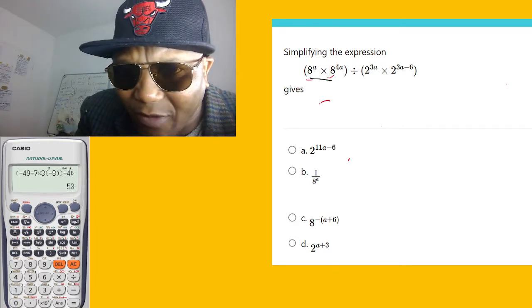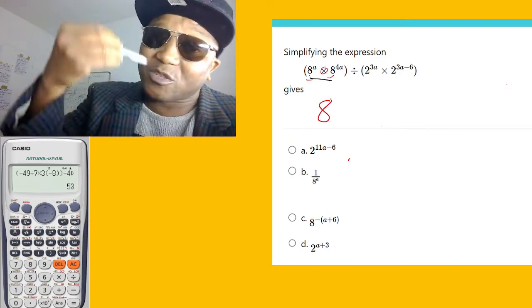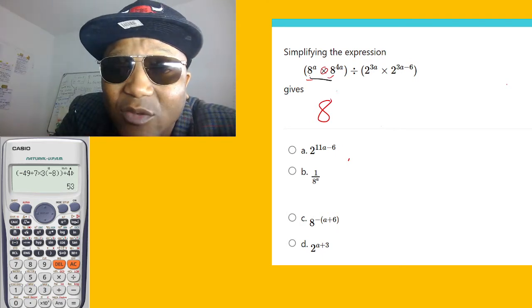So 8 and 8, I'm going to write only one 8, because there's a multiplication, so the rules apply. But if we just have a plus, you don't do that. If there's a plus, you cannot do this. So it's going to be 8, and then I'll say my a. I only write one 8a plus this one, which is 4a.